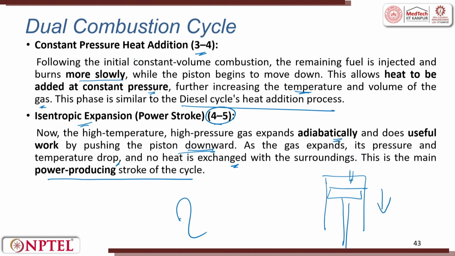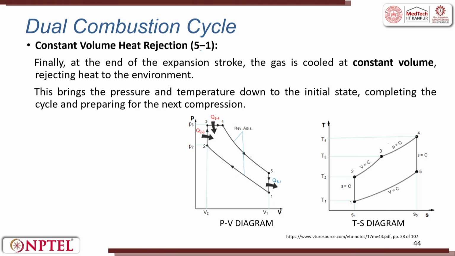So we saw 4 to 5, this is the power stroke. Then 5 to 1 is the heat rejection. Whatever we have discussed till now, we have presented here. Finally, at the end of the expansion stroke, the gas is cooled at constant volume, 5 to 1, and you can see in the TS diagram 5 to 1, the delta S reduces, the T reduces. This brings the pressure and temperature down to the initial state, completing the cycle and preparing for the next compression.